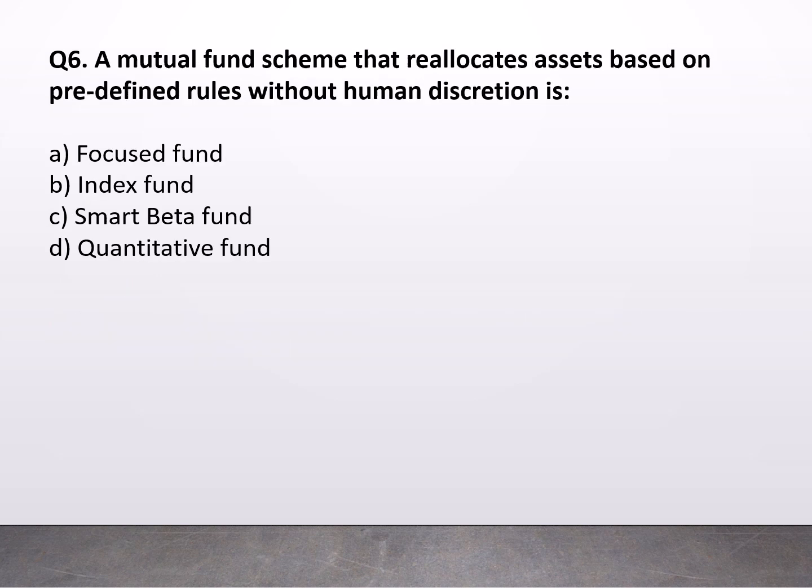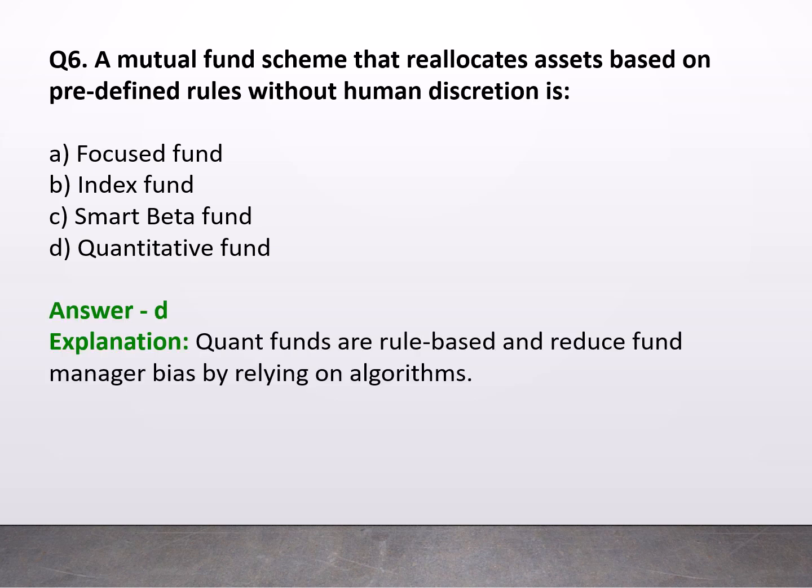Next question. A mutual fund scheme that reallocates assets based on predefined rules without human discretion is option A focused fund, option B index fund, option C smart beta fund and option D quantitative fund. Correct answer is option D quantitative fund. Quant funds are rule based and reduce fund manager bias by relying on algorithms.